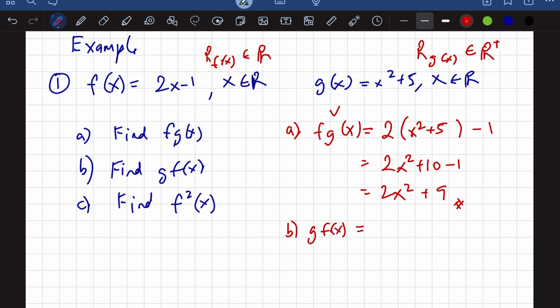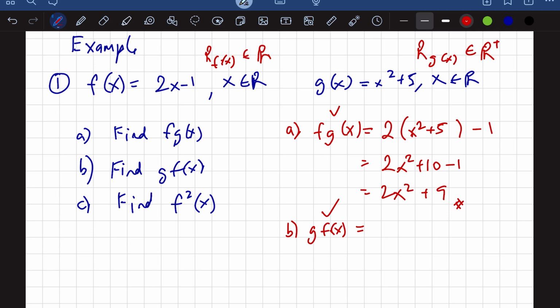g(f(x)), let's see if it exists or not. My range of f(x) belongs to all real values. My domain of g(x) is all real values, so everything matches up, that's fine. So g(f(x)) can be found.